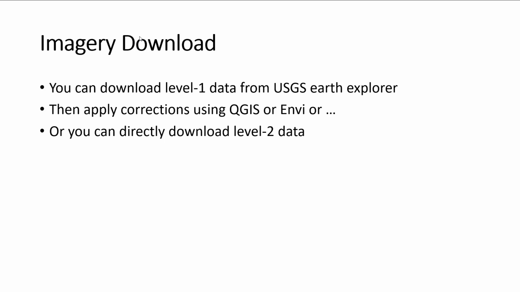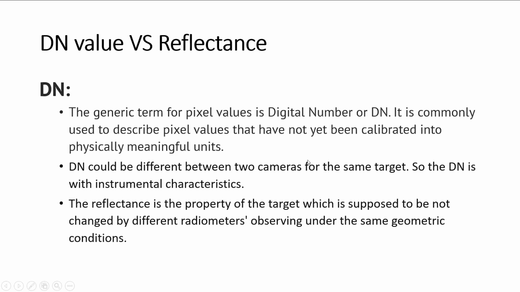Now before we head into the practical session, let's get acquainted with some of the terminologies of remote sensing, which is essential for you to learn. So it's DN value versus reflectance. What is DN value actually? When you download a satellite image level 1, all your pixels are represented as DN values. Now, DN could be different between two cameras.